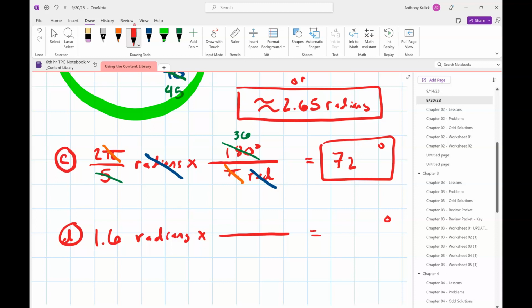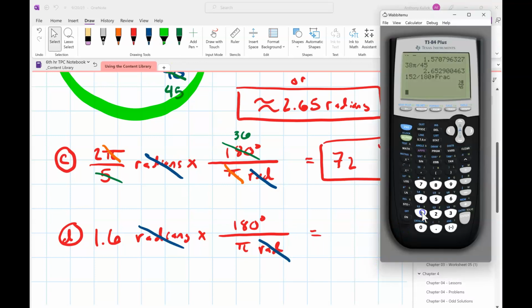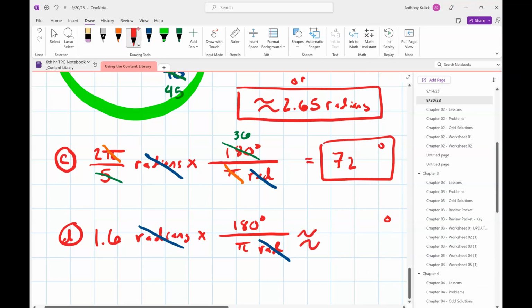So here we have 1.6 radians, and we want to convert that to a degree measure. What do we need to multiply 1.6 radians by? 180 over pi. Again, radians and radians cancel, but nothing else really cancels, right? So it's just calculator time at this point. Can't do it in my head. So I get 91.67. And I'll change that to squigglies to show that I rounded.